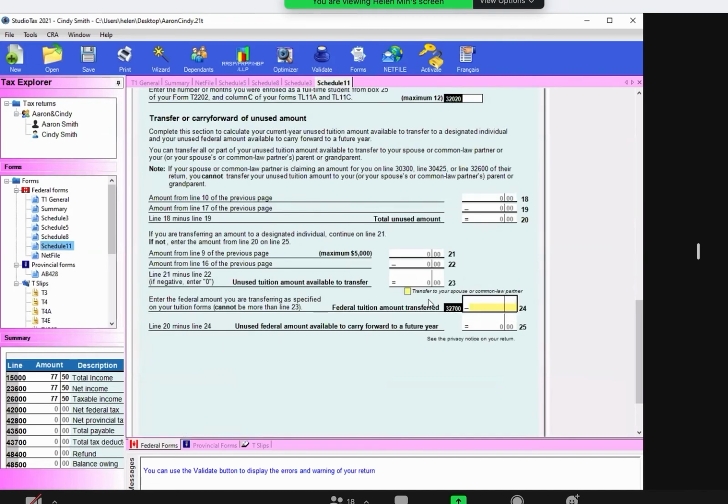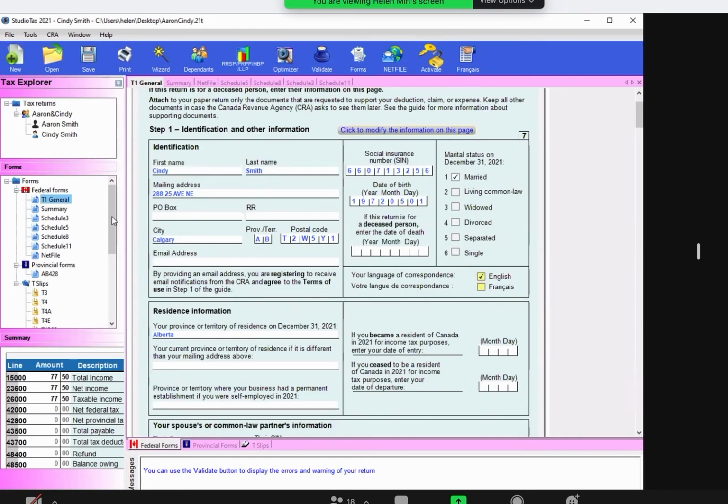The important line is 2023. If line 23 has a number, that number is available to transfer. If you have a spouse, then you transfer. You click on this one, then you transfer here. As long as you got your transfer, you go to your own T1.